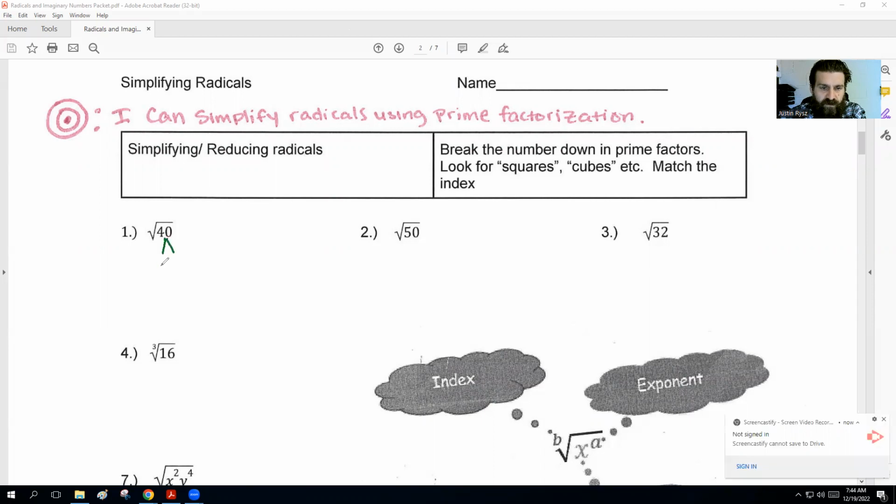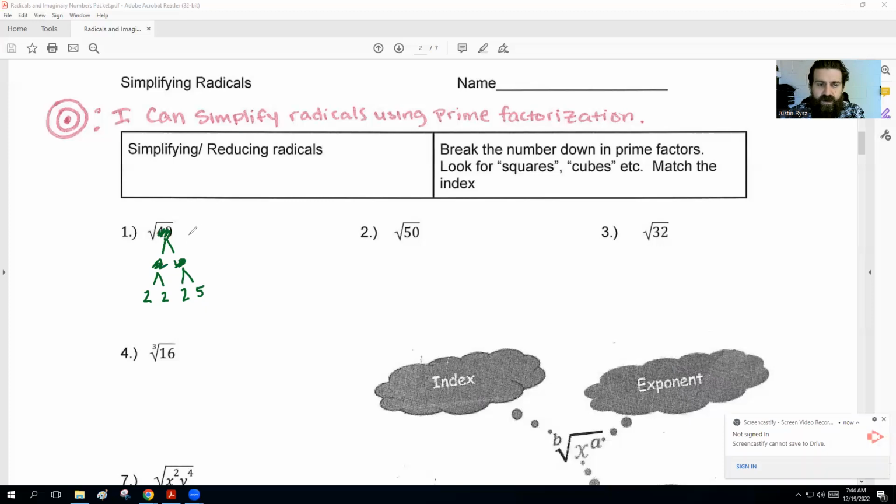So 40, we can say is 4 times 10. Or 4 is 2 times 2, and 10 is 2 times 5. So another way to think about 40 is 2 times 2 times 2 times 5. That's one way that we can think about it, and we can't break either one of these down. We could say 1 times 2 is 2, but that really doesn't help us out. I also like to cross out numbers after we break them down, so that we don't need to see them.